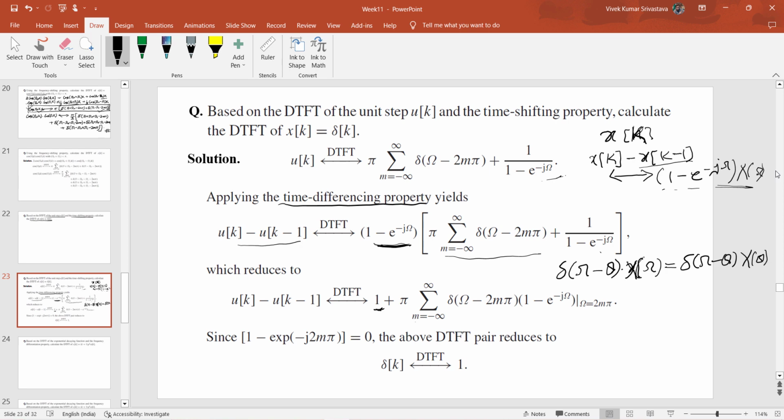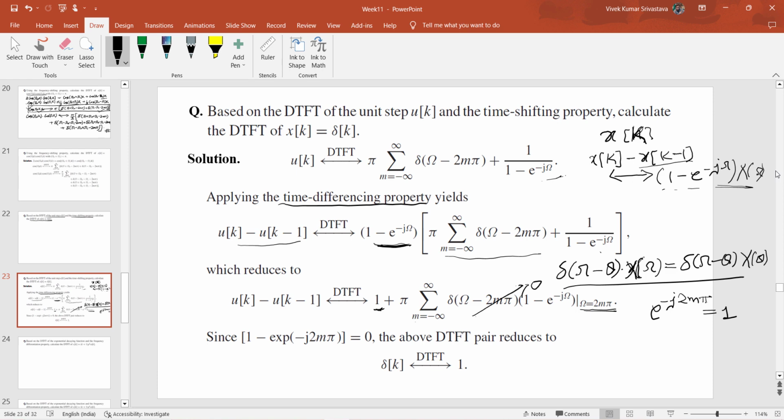Okay, so we will use this property. We will replace, in the expression 1 minus e raised to the power minus j omega, omega with 2 m pi. Once we put omega as 2 m pi, e raised to the power minus j 2 m pi at integral multiples of 2 pi will be equal to 1. So this whole term will be equal to 0, because you have to subtract 1 minus 1.